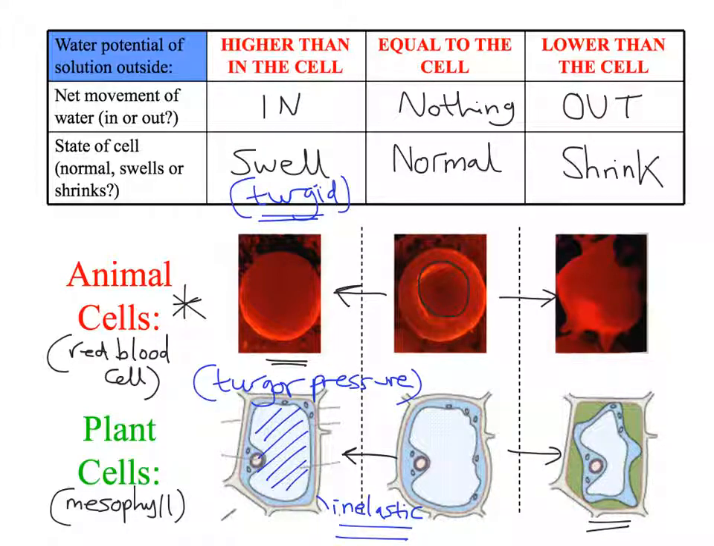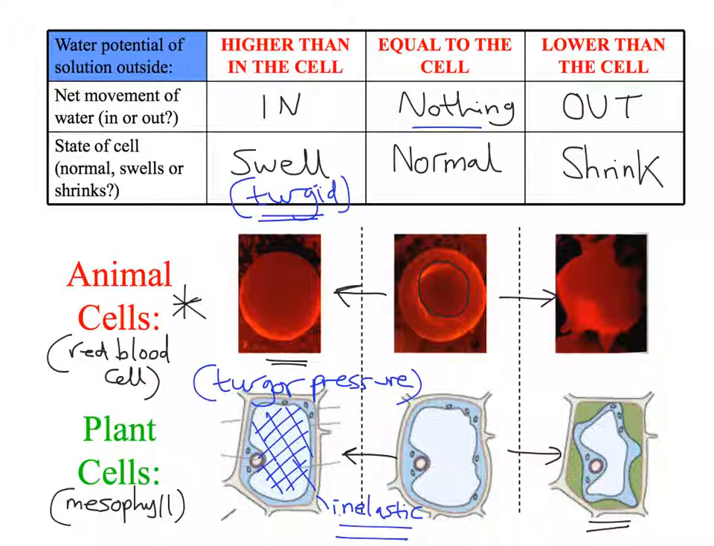Now, when a cell is placed in a solution that has exactly the same water potential as itself, so the same concentration of water, there's no net movement, and we've seen that at the top. There's no net movement, nothing happens. When a cell is in a more dilute solution, so when there's more water and less solute, that's when water moves into the cell, and we've said it becomes turgid, and the vacuole, this area that I've highlighted in blue, we've said that swells.